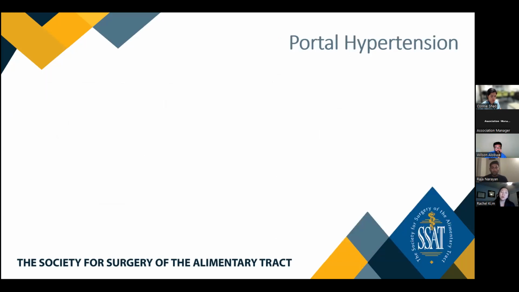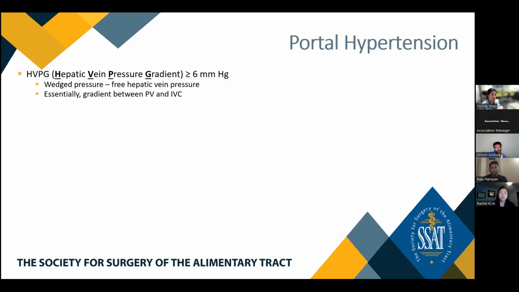So going into portal hypertension, something we've learned since med school, it's defined by the hepatic vein pressure gradient. And technically the definition of portal hypertension is a pressure gradient greater than 6 millimeters of mercury. The hepatic vein pressure gradient is the wedge pressure minus the free hepatic vein pressure. So it's essentially a gradient between the portal system and the IVC system, or the systemic system. Like I said, the threshold is 6 millimeters of mercury in terms of definition, but between 5 and 9 millimeters, you usually get a subclinical disease, and you usually don't actually start seeing sequela of portal hypertension until you get into the double digits, so greater than 10 to 12 or so.